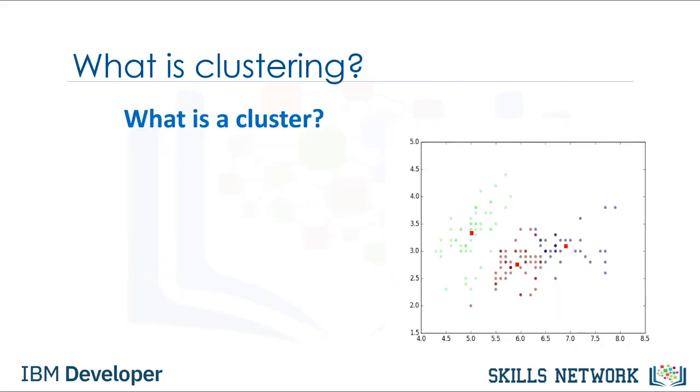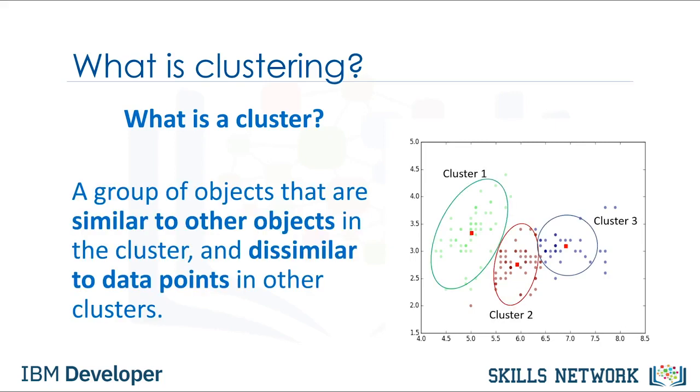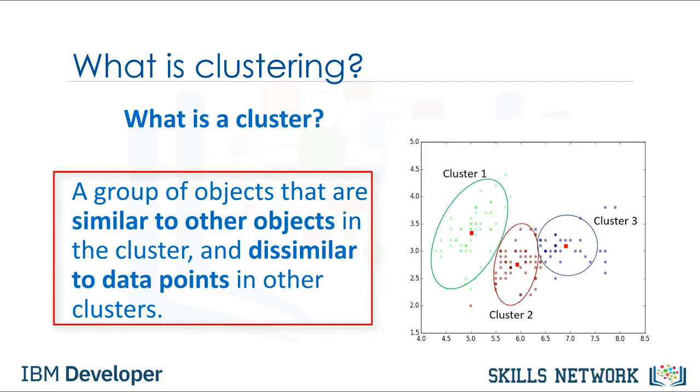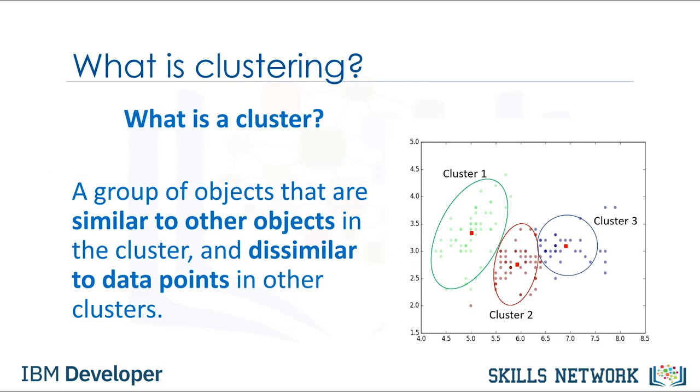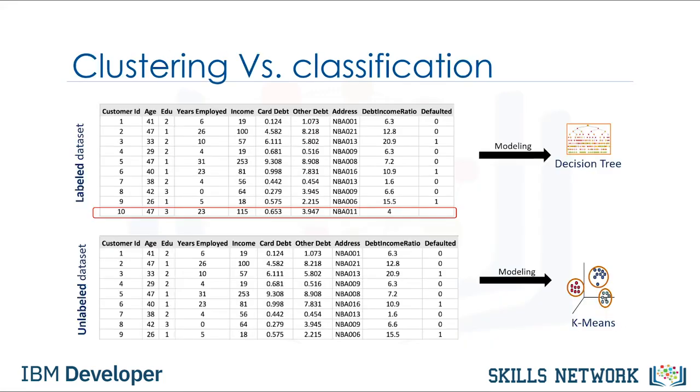Clustering means finding clusters in a dataset unsupervised. So, what is a cluster? A cluster is a group of data points or objects in a dataset that are similar to other objects in the group and dissimilar to data points in other clusters. Now, the question is, what is different between clustering and classification? Let's look at our customer dataset again.